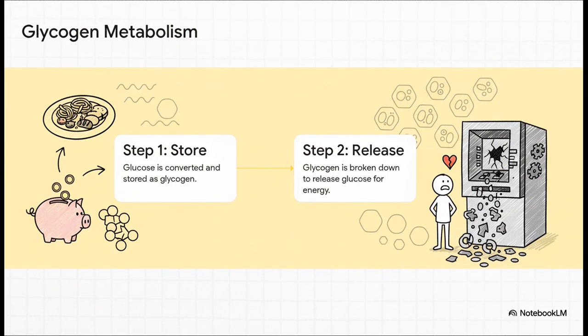Think of it like a bank account for your body's energy. It's a simple 2-step process. First, after you eat a meal, you deposit extra glucose as glycogen. That's money in the bank. Later, when you need that energy, your body makes a withdrawal, breaking glycogen back down to glucose. Simple, right? But what happens if the ATM, the enzyme, is broken?